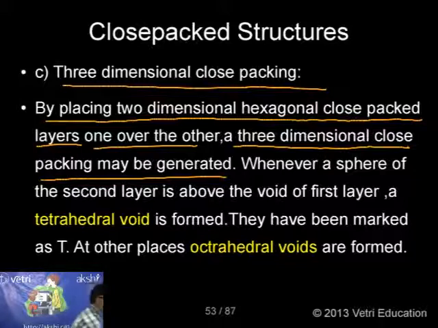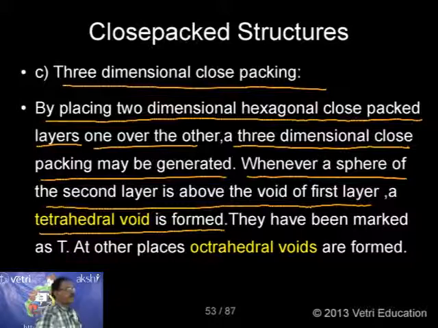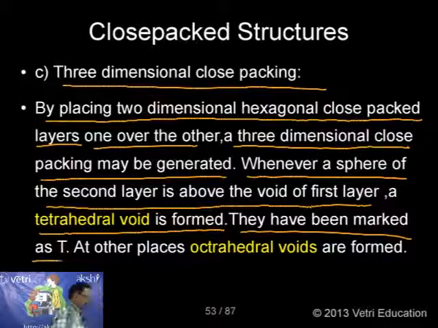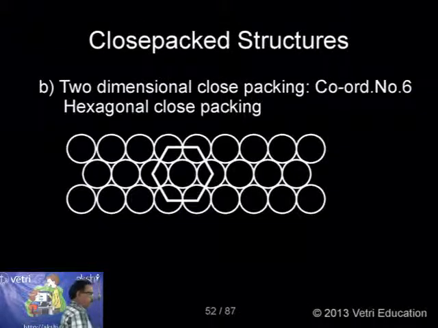Whenever a sphere of the second layer is above a void of the first layer, a tetrahedral void is formed. They have been marked as T. At other places, octahedral voids are formed. So let me explain this. Just see here, in this case, this is T.